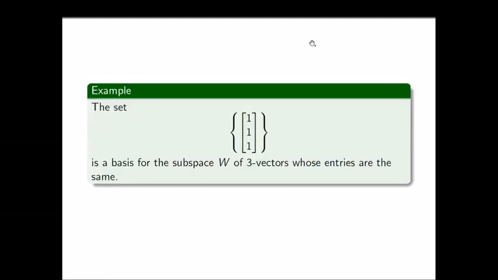For example, the set with just one vector 1, 1, 1 that we saw a few moments ago is a basis for the subspace W of all vectors of height 3 whose entries are all the same. Why? Because you can just multiply this vector 1, 1, 1 by a constant c to get any other vector whose entries are all the same. And we also saw a few moments ago that this set is linearly independent.